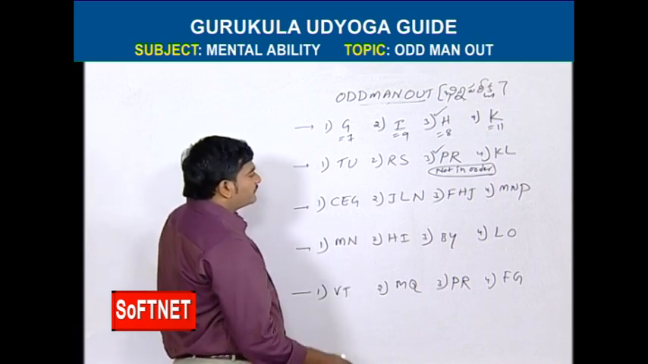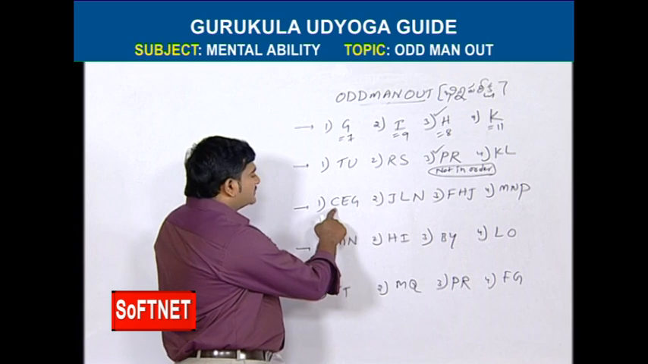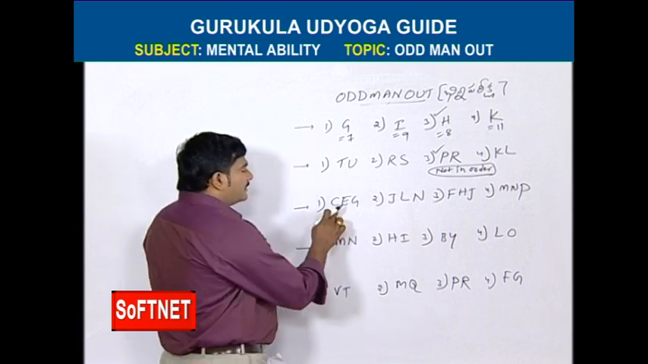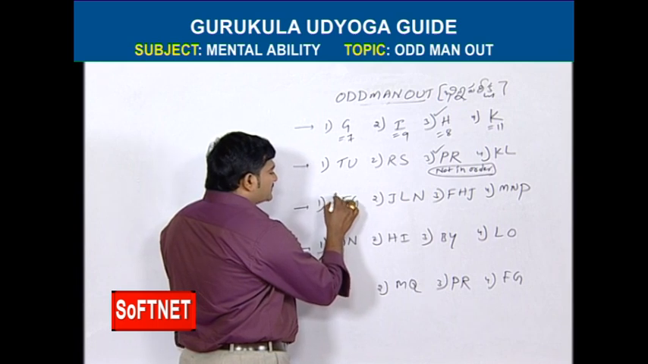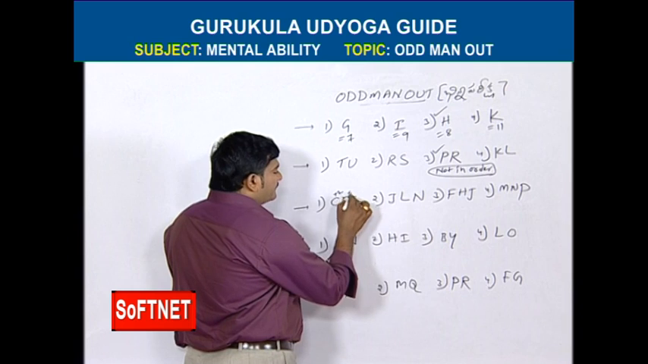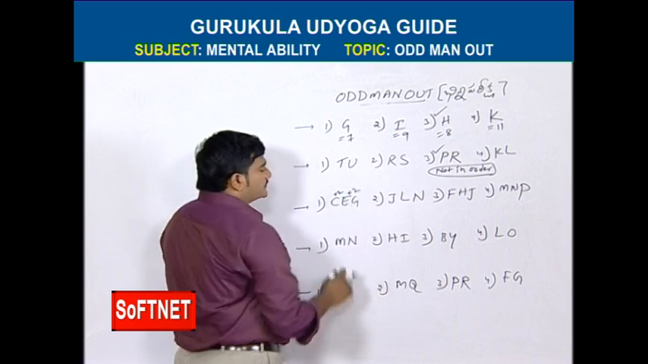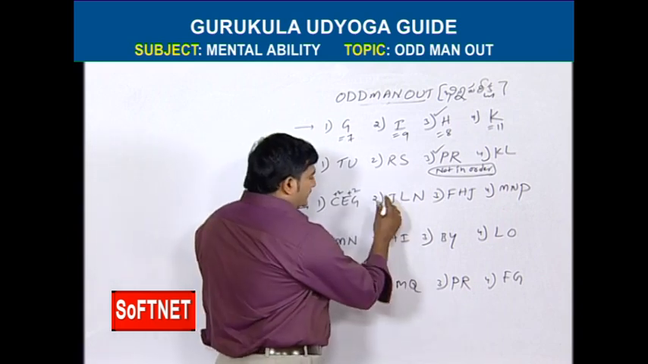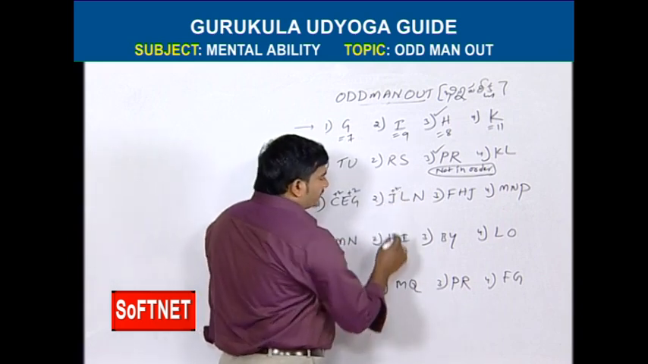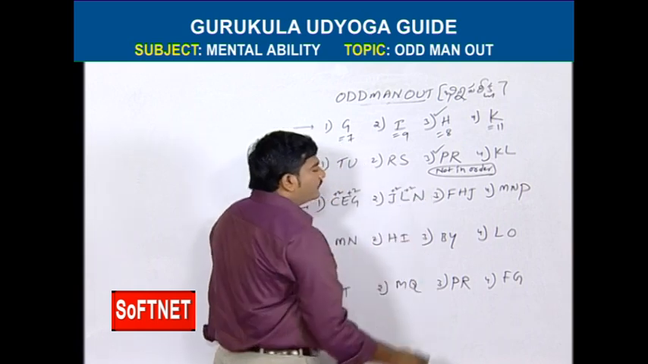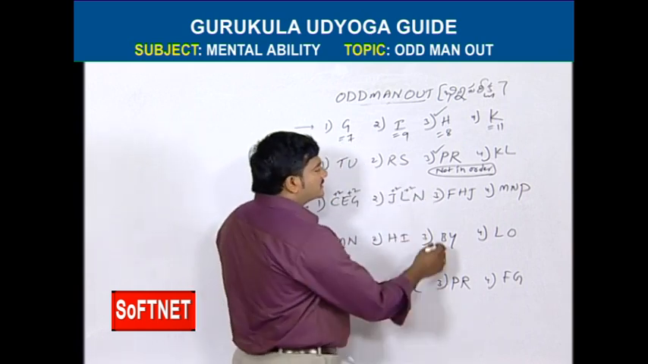See, observe here. What is the concept involved in this? C means 3, E means 5, G means 7. C means 3, add plus 2, you get 5. For this 5, add plus 2, getting 7. For J, add plus 2, getting L. For L, add plus 2, getting 14. That is the concept.